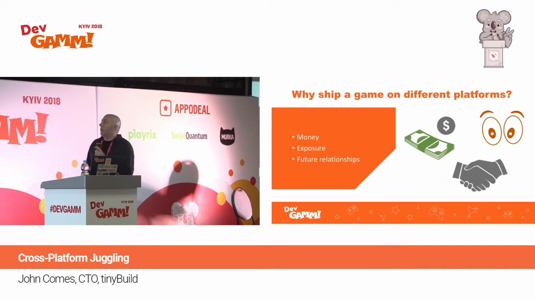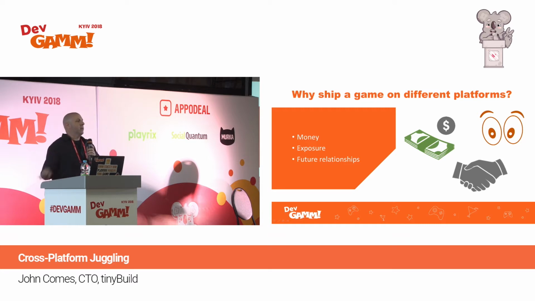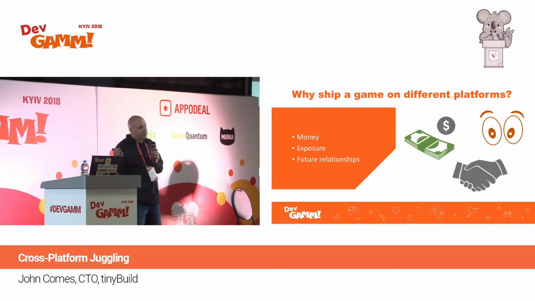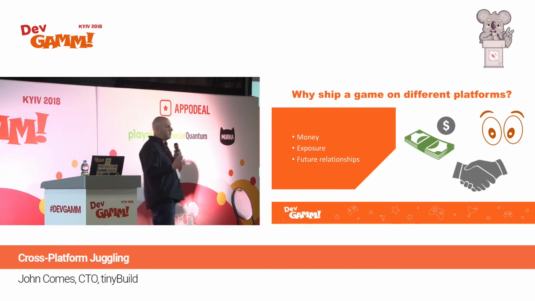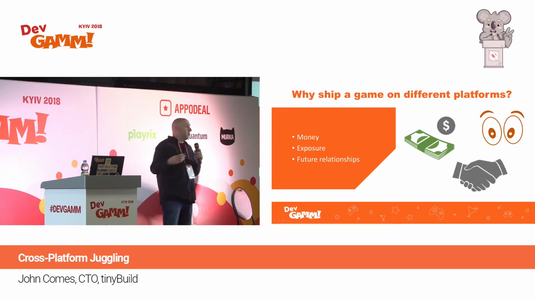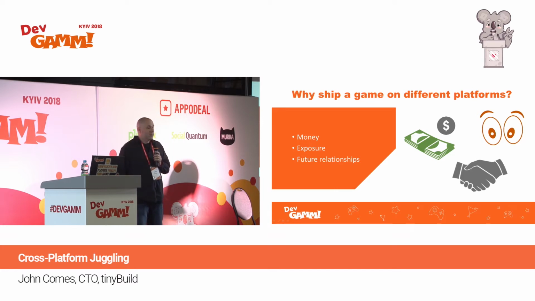So, why ship a game on a different platform? This is the reason. The big thing I want to talk about is, one, you want to make more money. You build a PC game. There's lots of people that don't want to play it on PC, might want to play it on Xbox, PlayStation, et cetera. That's a big reason you might want to ship it to different platforms.